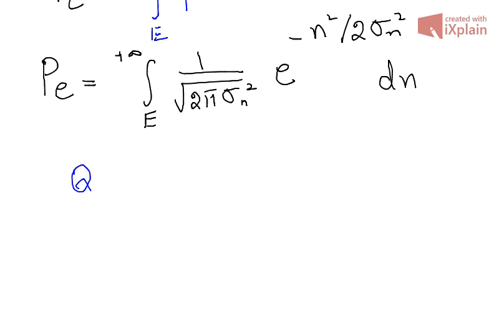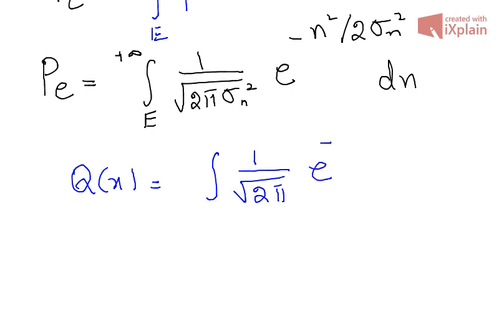What is Q of x actually? Q of x is the integral of the PDF, 1 over square root of 2 pi, e raised to the power minus t square over 2, dt, from x to plus infinity. If you go to the lecture video which I uploaded for the Q of x, your Q of x is the integral of this standard normal PDF from x to infinity, right? This is the expression for Q of x.